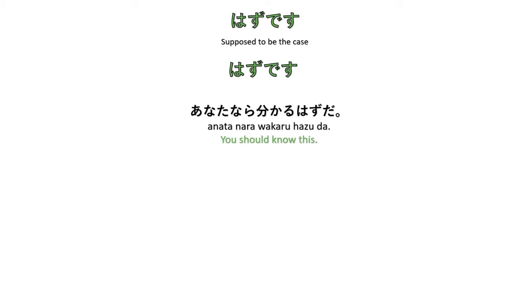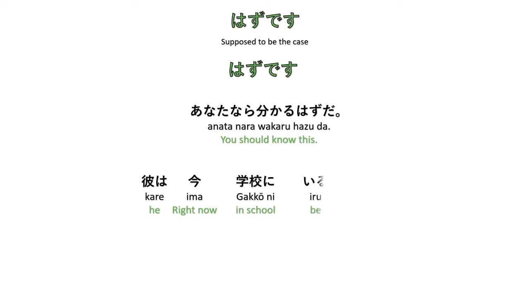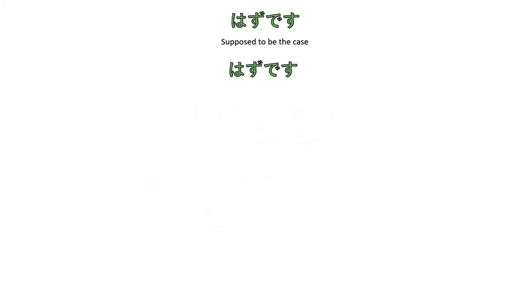Okay, other examples we have. Anata nara wakaru hazu da. You should know this. Instead of using the present polite form, we use da. So it becomes hazu da. 彼は今学校にいるはずだ。He should be in school right now, or he's supposed to be in school right now.